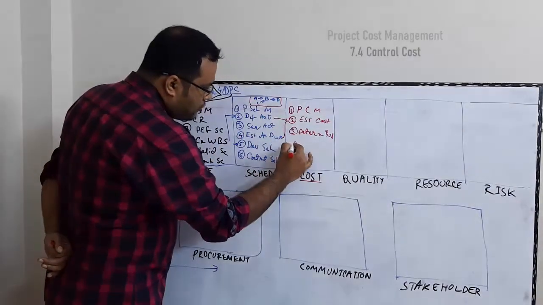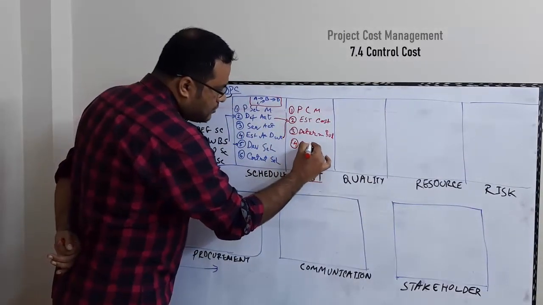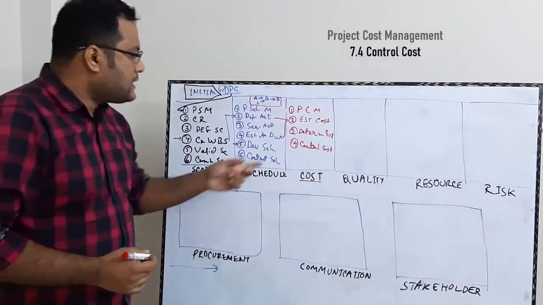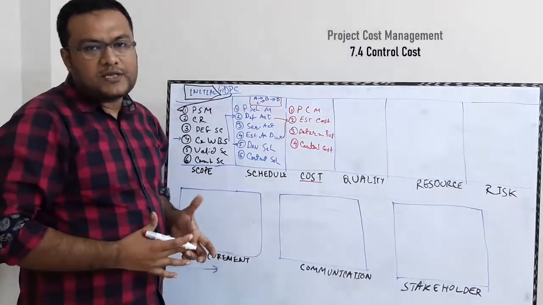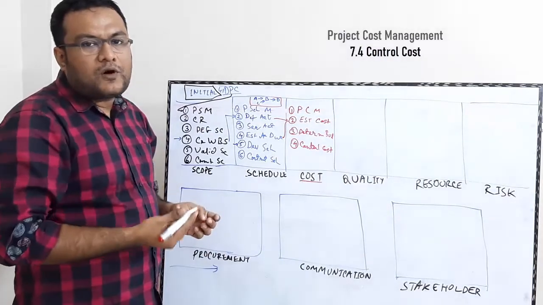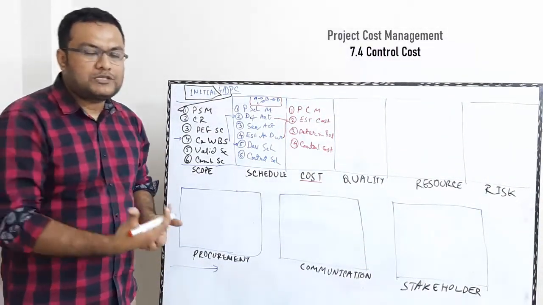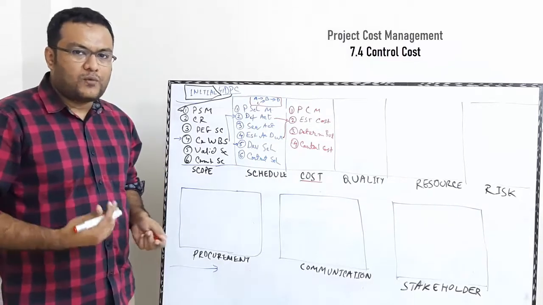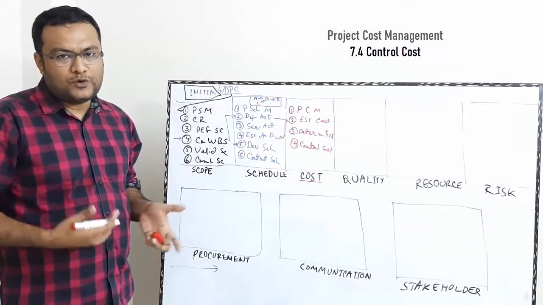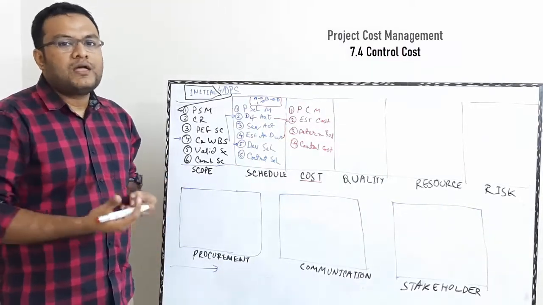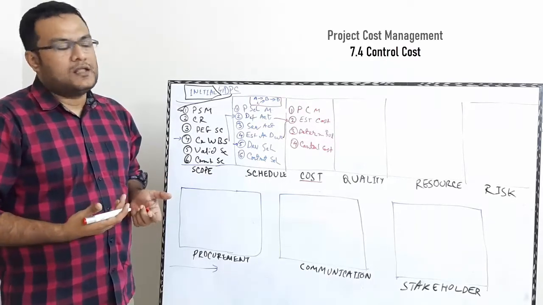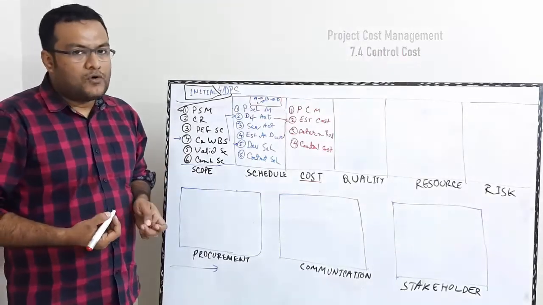So the fourth process is your control cost. So in control cost, what you do is you look after the cost, how much of the work is done, how much of the actual cost you have incurred, and what was the plan. You always keep yourself monitored against a scale. So that is control cost. You don't want to overrun your profit.